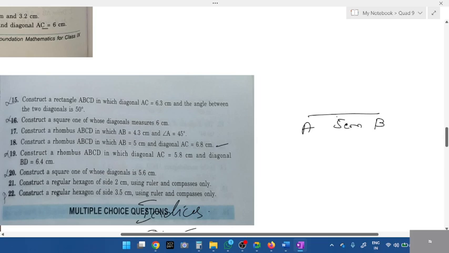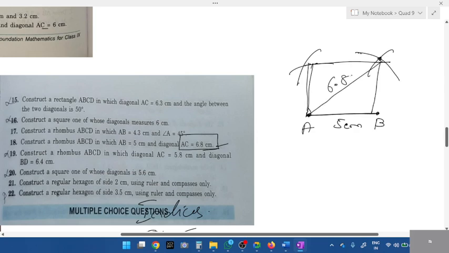Look at this 18th question. If one side is 5 centimeters, what about the other sides? 5. AB is 5. After that, what diagonal have they given? AC is 6.8. So from A take 6.8, cut an arc. From B, what value will you take? All sides are equal, so from B take 5. Cut an arc. You'll get an angle like this. Then again from there, take 5, cut an arc. From A, take 5 and cut an arc. You'll get the diagram like this. All of you understood? Draw the diagonal of 6.8. Draw a straight line. After that, draw the other diagonal, students. You have to draw the diagonal. That is the most important part.